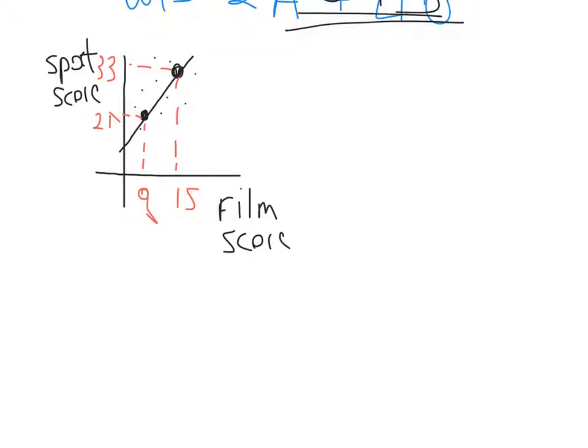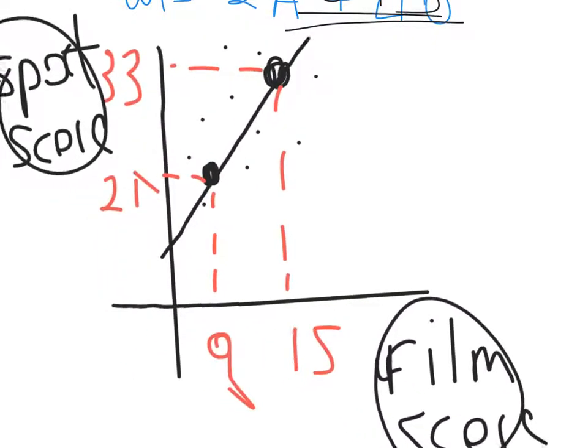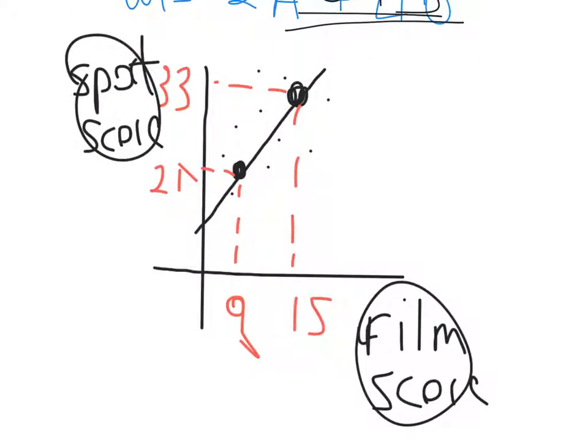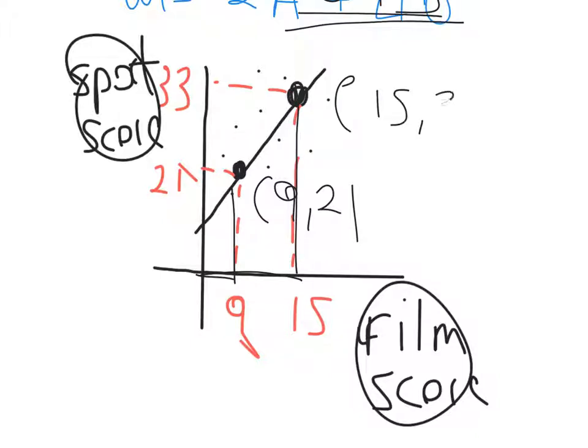Okay, next one. We've got teams in a quiz, answering questions in film and sport. The scatter graph shows the scores of some of the teams. So here is the film score, here's the sports score. A line of best fit is drawn. Find the equation of the straight line, so we need to find 2 points along the line. We can first of all identify the first point as being 9 along and 21 up, so that's the point (9, 21). The second one is 15 along and 33 up, so that's (15, 33).